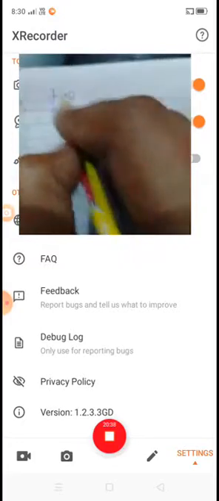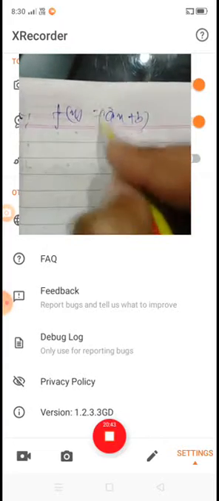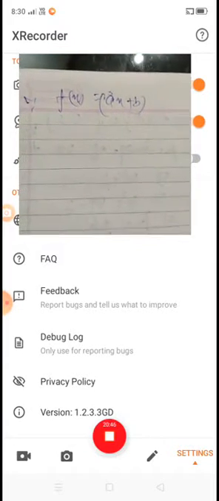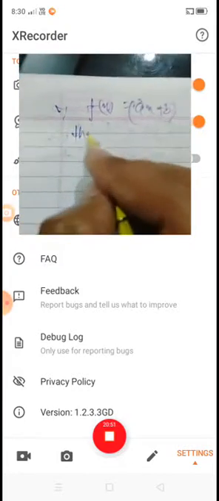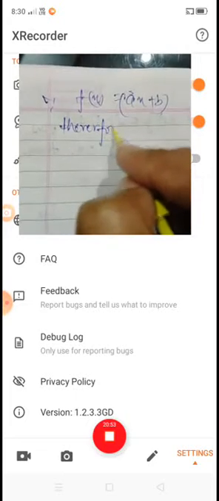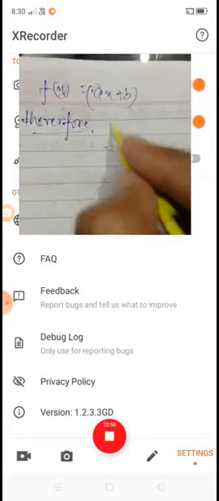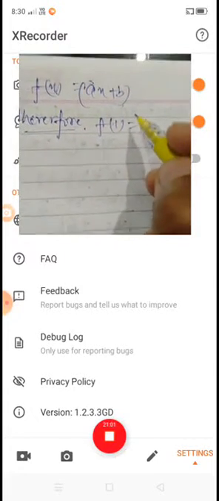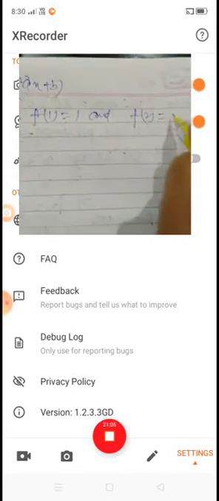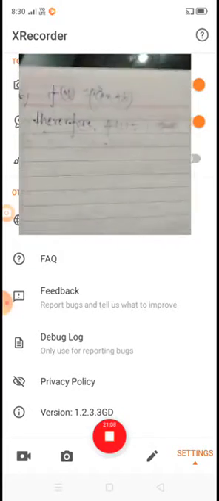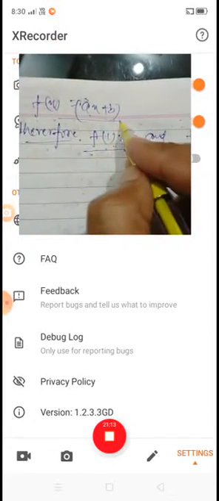Since we have f of x is equal to ax plus b, okay, therefore, first of all we take f of 1 is equal to 1 and f of 2 is equal to 3 by the question. Now we satisfy that condition for the given function.